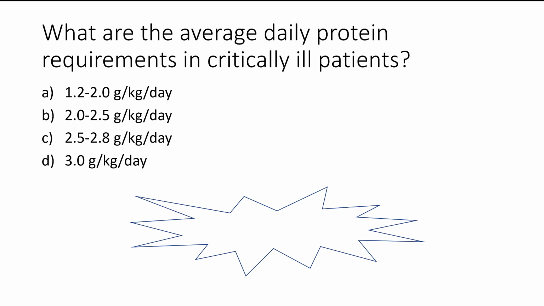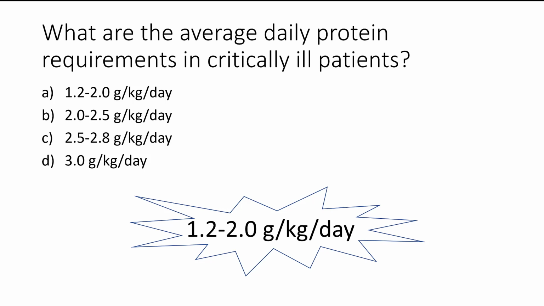What about average daily protein requirements in critically ill patients? Is it 1.2 to 2 grams per kilogram per day, 2 to 2.5, 2.5 to 2.8, or 3 grams per kilogram per day? The answer is 1.2 to 2 grams per kilogram per day.